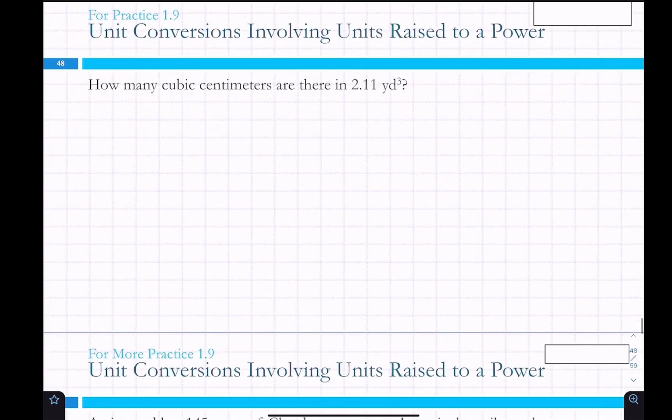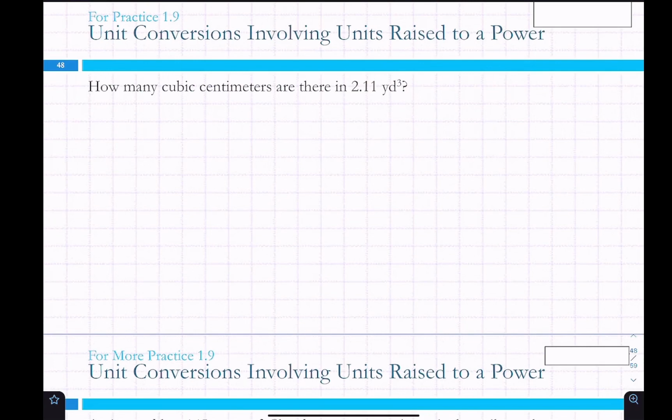All right, so on the practical side, we wanted to know how many cubic centimeters are there in 2.11 yards cubed. So what's our starting value? 2.11 yards cubed, or cubic yards. And then we want to get to centimeters cubed. So how do we get over to centimeters cubed? Turn yards into feet, feet into inches, and inches into centimeters. Yeah, we could do that.